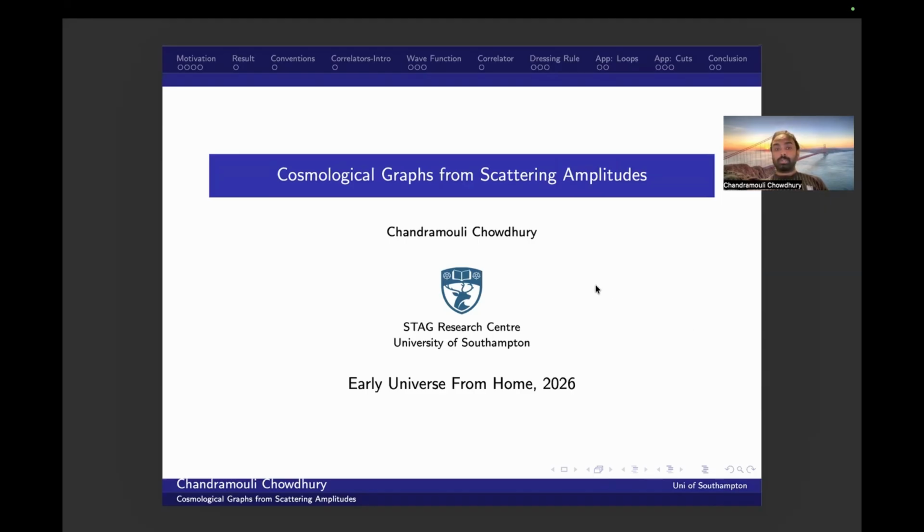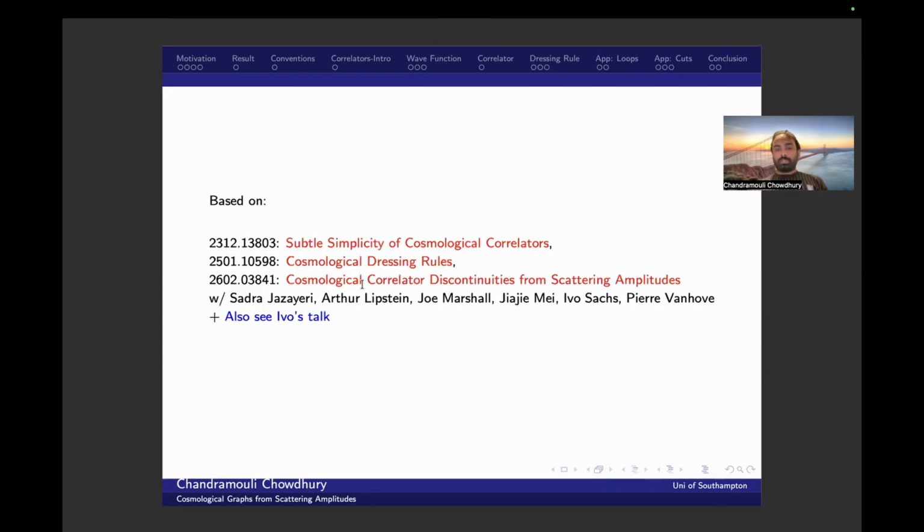As advertised, I'll be talking about cosmological graphs from scattering amplitudes. This is based on the work done over the past 3, 4 years with the following set of wonderful people, and I'll also have some overlap with Evo's talk in the same conference.